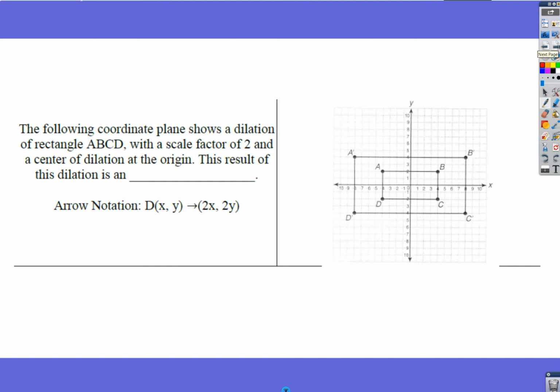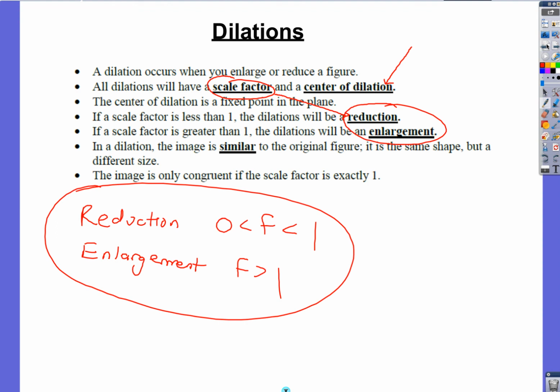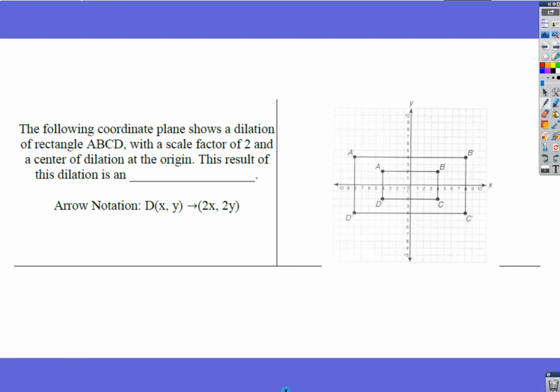Okay, so here, let's do some examples. The following coordinate plane shows a dilation of rectangle ABCD with a scale factor of 2 and a center of dilation at the origin. The result of this dilation is a, it's a little vague and I don't have a key to this, but I'm guessing by the wording they just want to know if it's an enlargement or a reduction, sorry, I'm used to algebra.